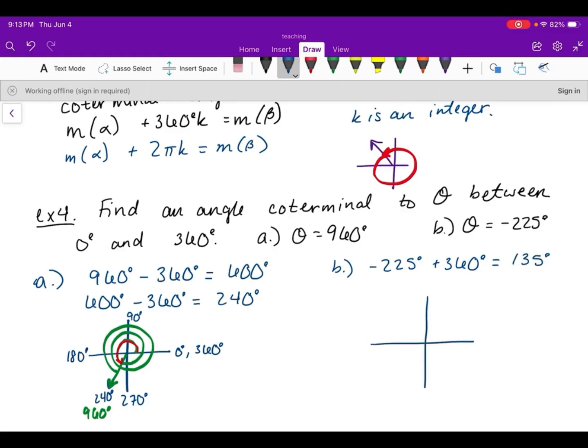So if I add 360, I get 135 degrees, which is going to end up between 90 and 180, which will be in quadrant 2. So 135 degrees is in quadrant 2. So is negative 225 degrees. It's just that 135 is that counterclockwise movement, and then negative 225 would be that clockwise.